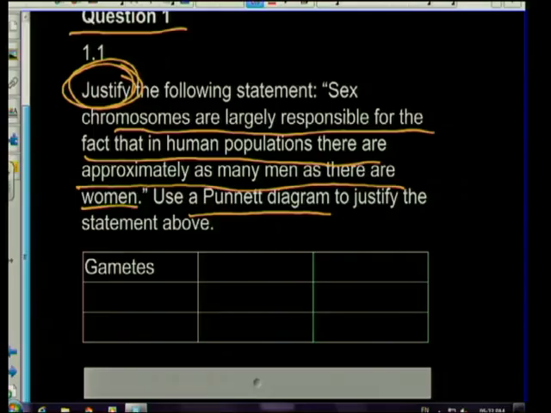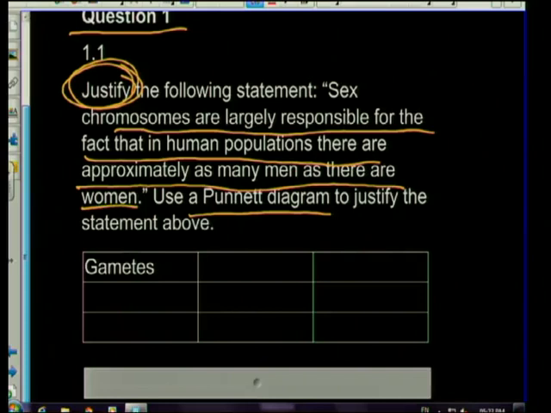It didn't say critical analysis of this question is required. It didn't say criticize it. It didn't say evaluate. It said justify it. So it's telling you that the statement is true, prove it. And they didn't say give a genetic diagram, they just said a Punnett diagram.